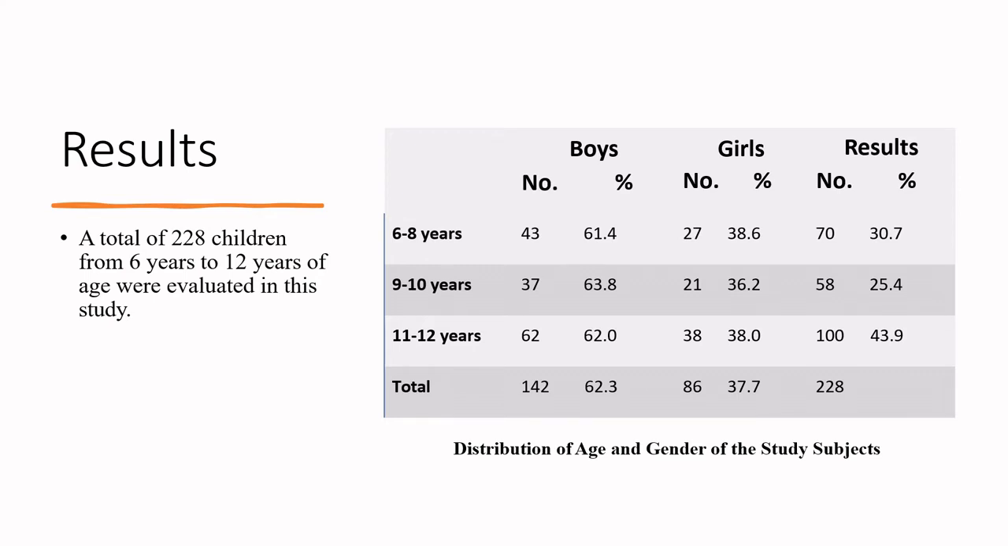Now results. At first, demographic profile. A total of 228 children from 6 years to 12 years of age were evaluated in this study. Among them, boys were 62% and girls were about 38%. Most of them were in the 11 to 12 years age group.